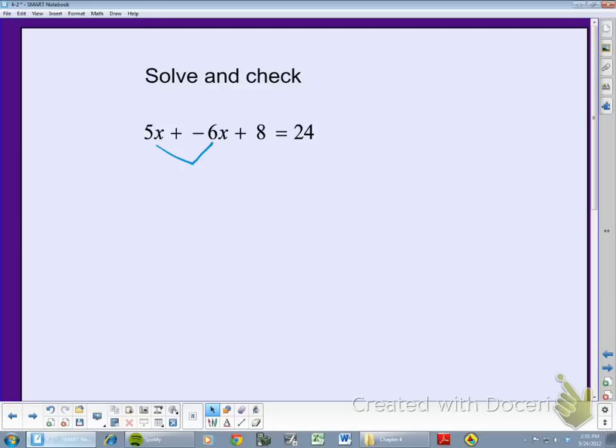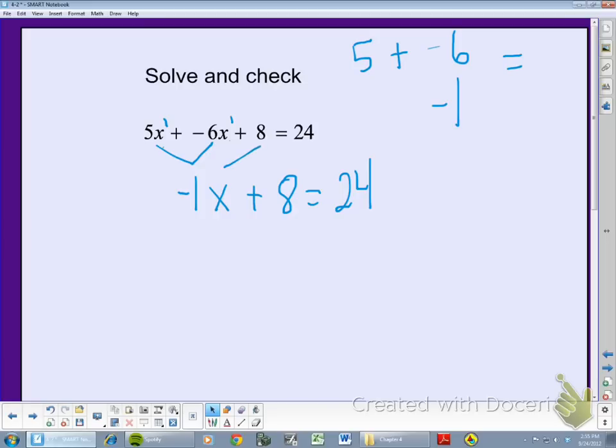So these two are like terms. I can just think of their coefficients. They're like because they both have x's, and their x's are both raised to the first power. So 5 plus negative 6. Okay, well that's negative 1. So you have negative 1x plus 8 is equal to 24. Now, we can't add anything else on those sides because they're unlike terms. This 8 is a constant, and this one has a variable. So you can't add those together.